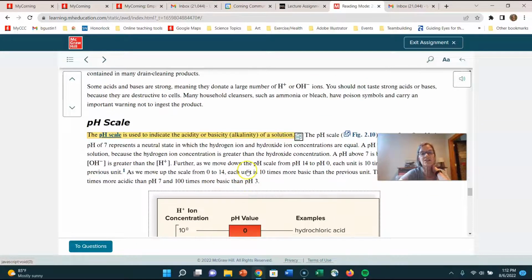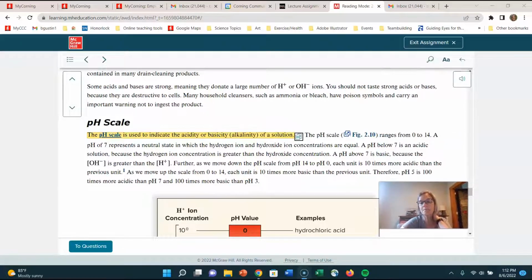So if we look down here at the pH scale, it says the pH scale is used to indicate acidity or basicity, also called alkalinity, of the solution. The pH scale goes from 0 to 14. And so it tells you here that a pH of 7 is neutral, where hydrogen ion and hydroxide ion concentrations are equal.